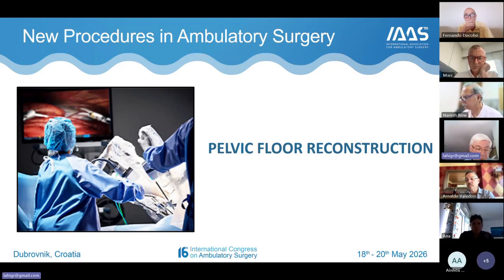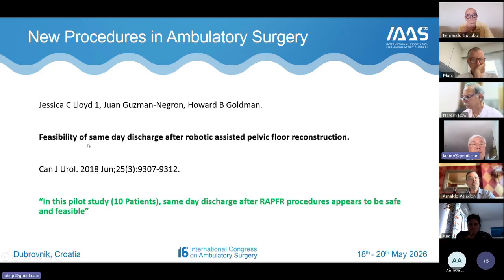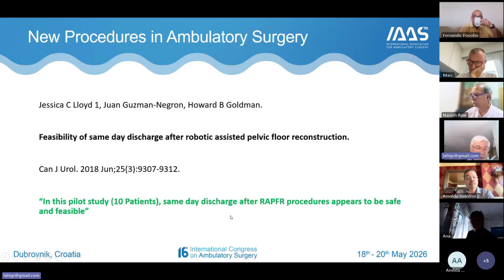Pelvic floor reconstructions. There will be more demand in an aging society. Feasibility of same-day discharge after robotic-assisted pelvic floor reconstruction. In conclusions, in this pilot study, same-day discharge after robotic-assisted pelvic floor reconstruction procedures appears to be safe and feasible. The procedure, I have to say, is totally implemented in some units.